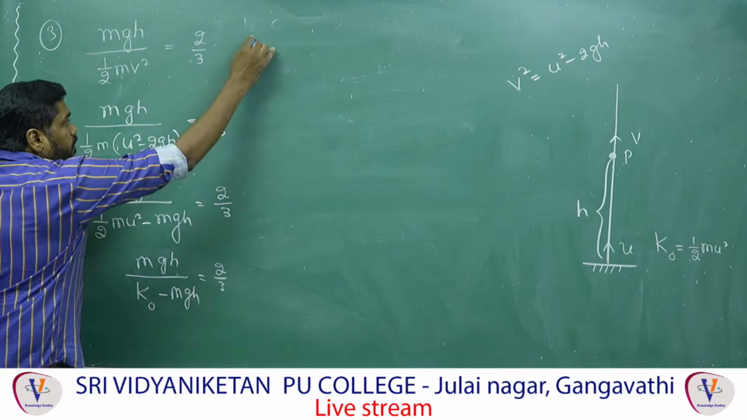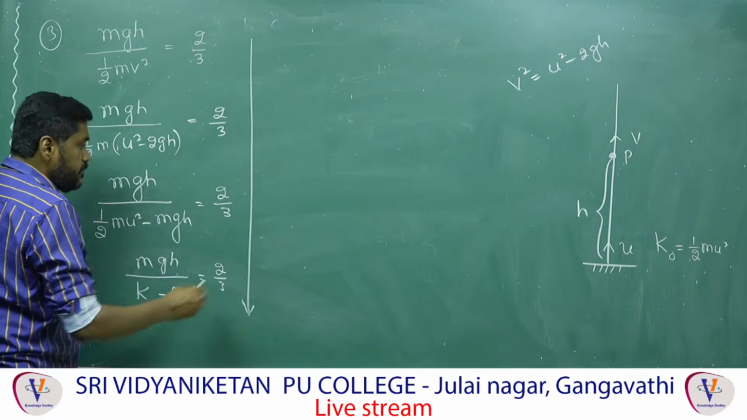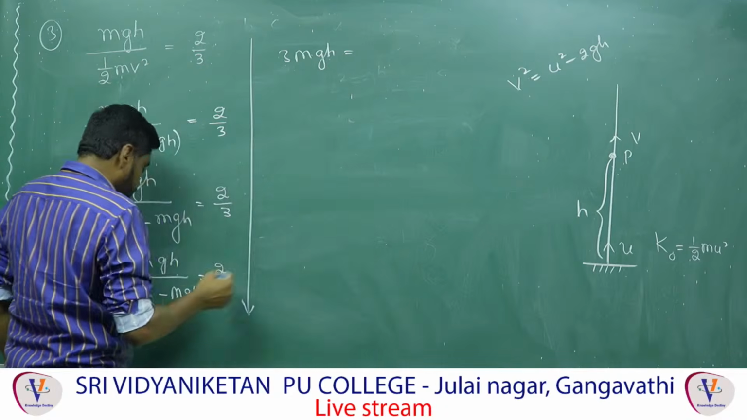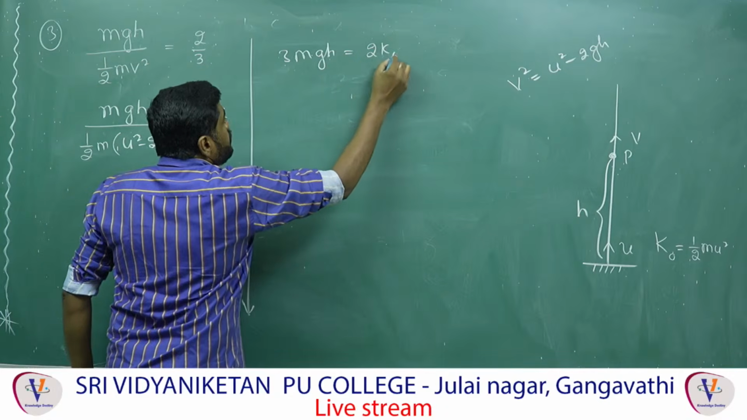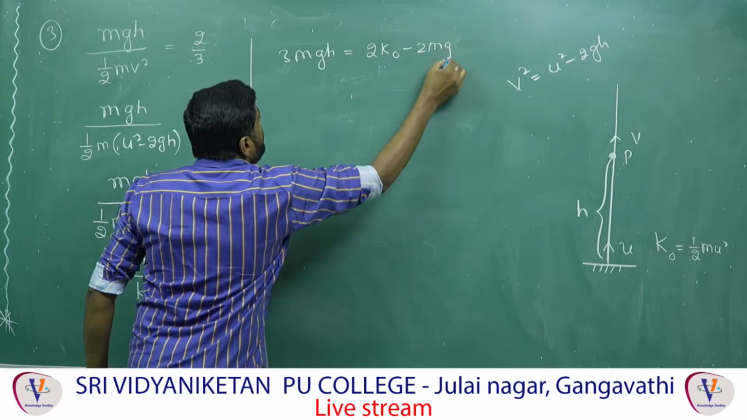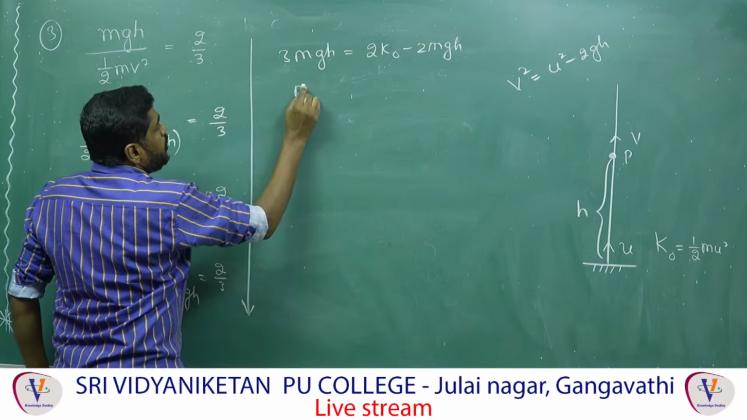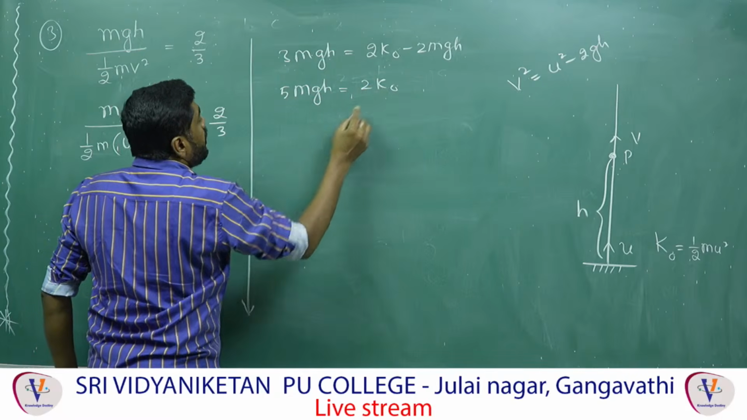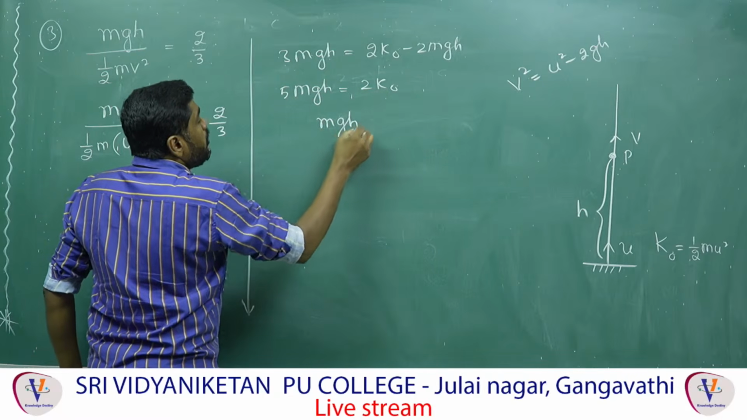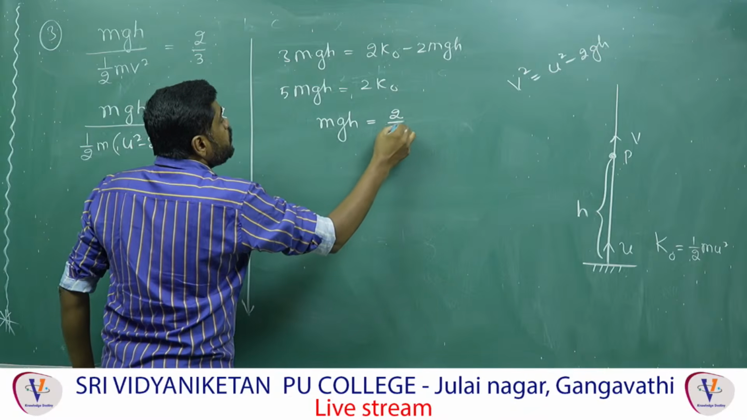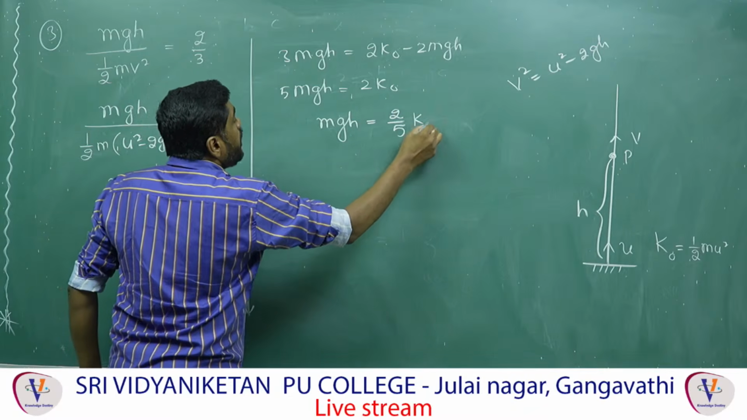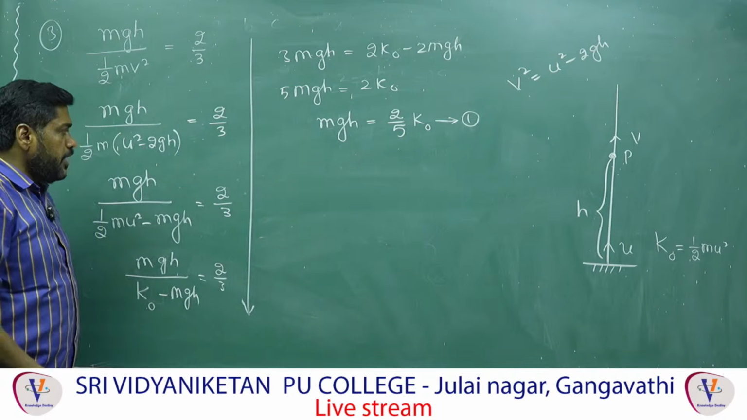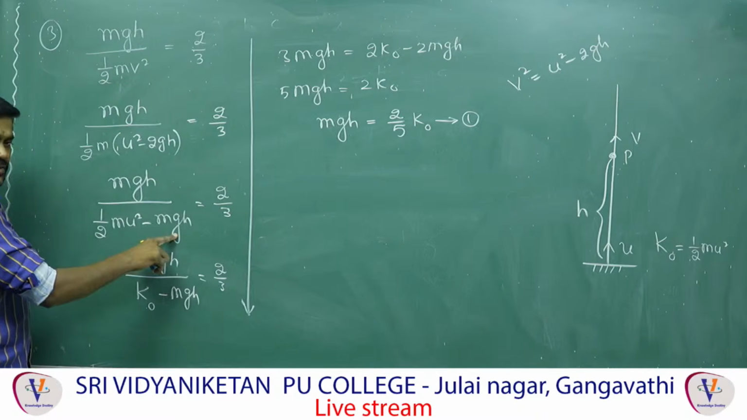Again from this, if you take the cross multiplication, 3 mgh is equal to 2 into k naught minus 2 mgh, and after that you get 5 mgh is equal to 2 k naught. Finally, mgh is equal to 2 by 5 k naught. Let me take this as equation number 1.